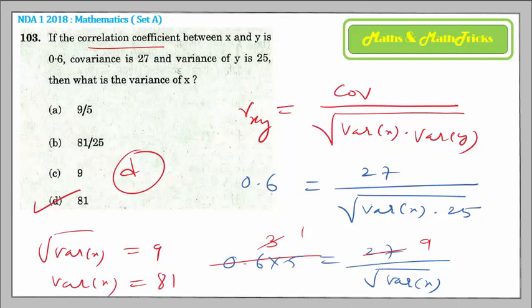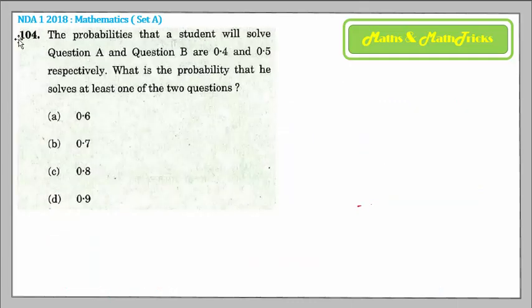Alright, coming on to the next question, 104. The probability that a student will solve question A and question B is respectively 0.4, 0.5. So what is the probability that the student solves at least one of the two questions? See, there are two questions, A and B. And here the student is intended to solve at least one, means he can solve either A or B or both.